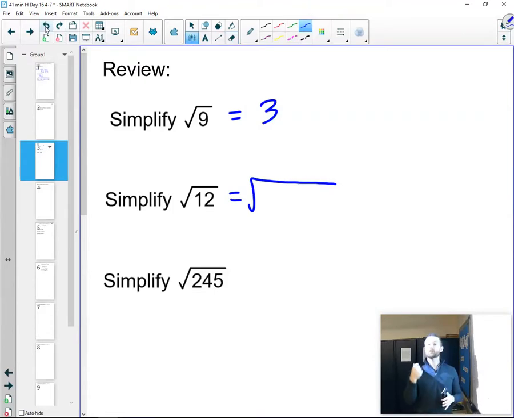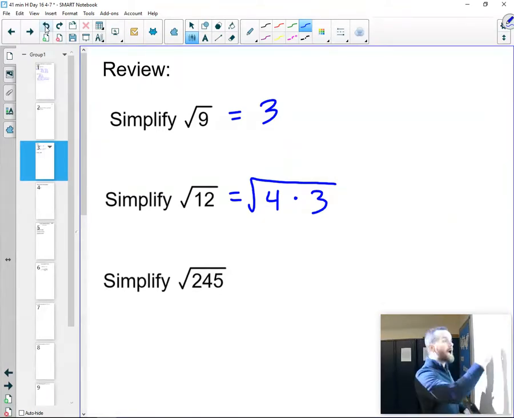We need to rewrite that 12 as something times something, where one of those numbers is a perfect square. So how can we rewrite 12 as something times something, where one of the numbers is a perfect square, so we can take the square root? Well, hopefully you see, that's just 4 times 3. 4 times 3 is the exact same thing as 12. And now, all of a sudden, we can simplify this.